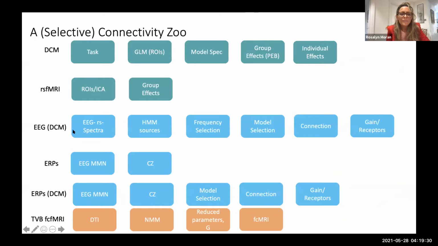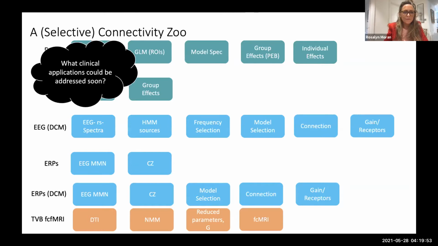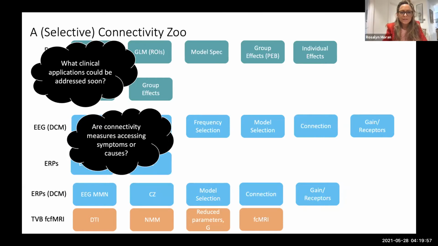So just to open the discussion, the question is what we can do with this selection of connectivity methods, from DCM and resting state to, do we just look at the ERP in channel CZ and leave it at that, or do we go in and build in these DTI metrics, look at specific neural mass models, and so on and so forth. And so just for you to ponder, the questions are: what clinical applications could be addressed soon?